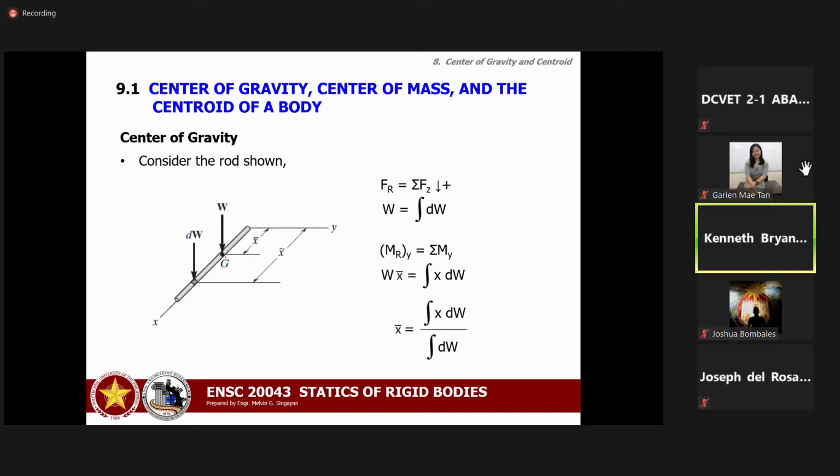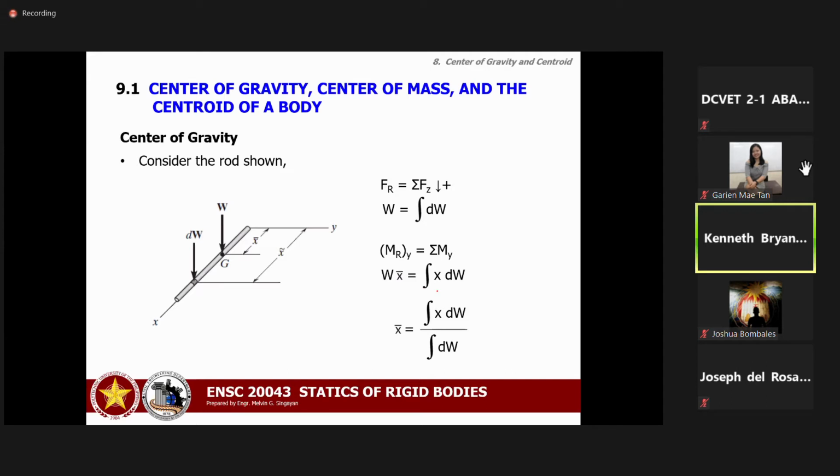As for the location of the center of gravity G, where this W is acting, we will apply Varignon's theorem. If you recall, Varignon's theorem states that the moment of the resultant is equal to the sum of the moments of the components. The resultant is W, so its moment arm is bar X if you take moments about the y-axis. The component is dW, and its moment arm about the y-axis is x tilde. Therefore, by applying Varignon's theorem, we have W times bar X equal to the integral of x tilde dW, because to get the sum of the products x dW, we apply integration.